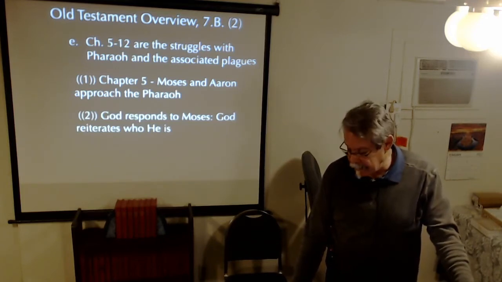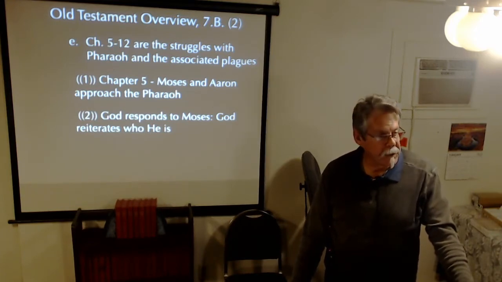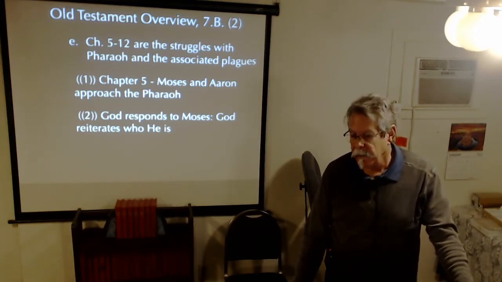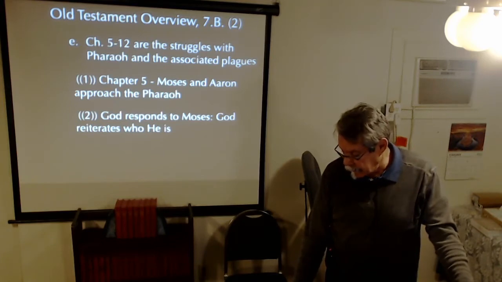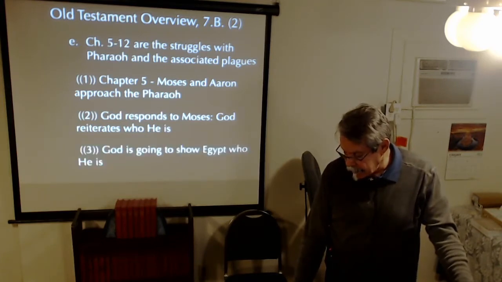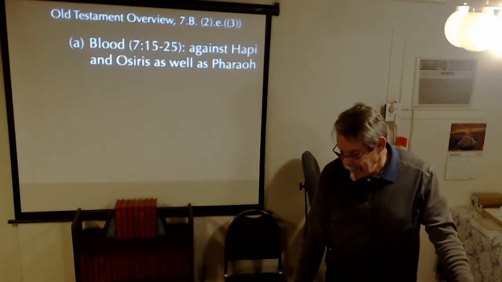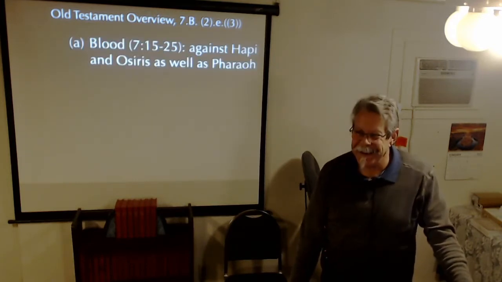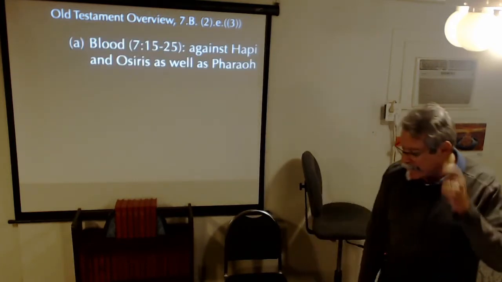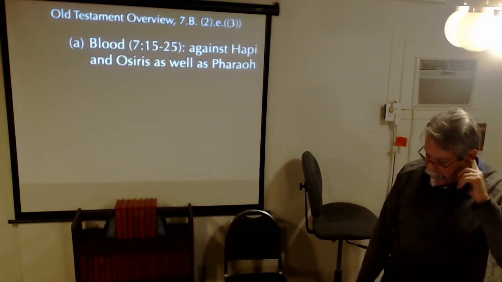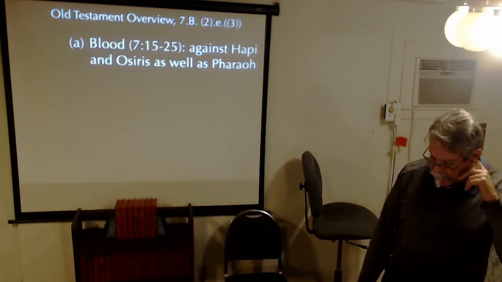We see in chapter 5 that God says essentially that he is the I am. He is the God of the universe, basically. And then God is going to show Egypt who he is. Okay? So we're in 7b, 2e, 3a. Okay, 7b, 2e, 3, and we start into the plagues.